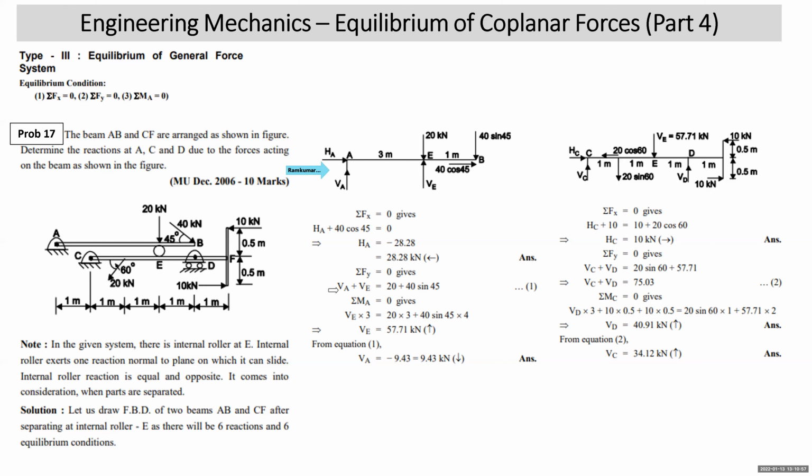We got another equation. Take moment about A. When you take moment about A, HA and VA will go off. Even 40 cos 45 will also go off. 20 into 3 clockwise, 40 sine 45 into 4 clockwise, V into 3 anti-clockwise. That gets you the value of V as 57.71 kilonewton. Why upward? Since it is positive.